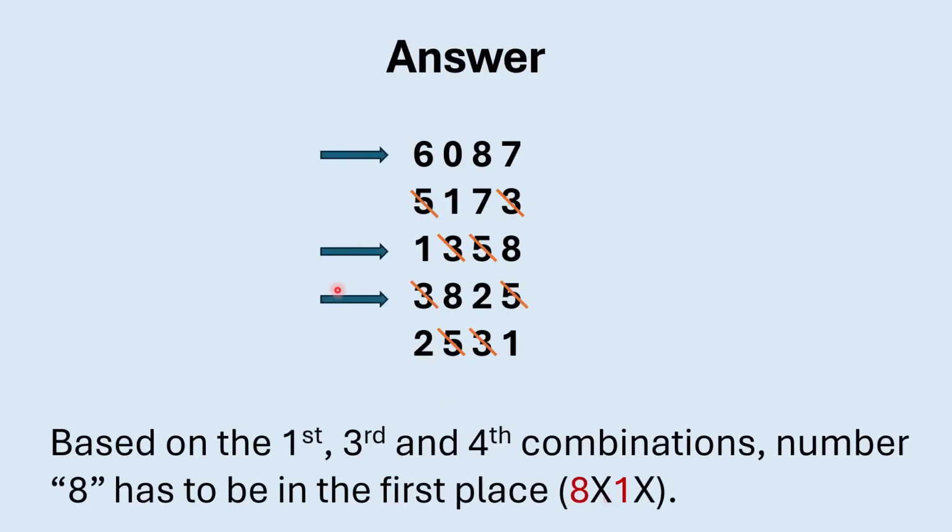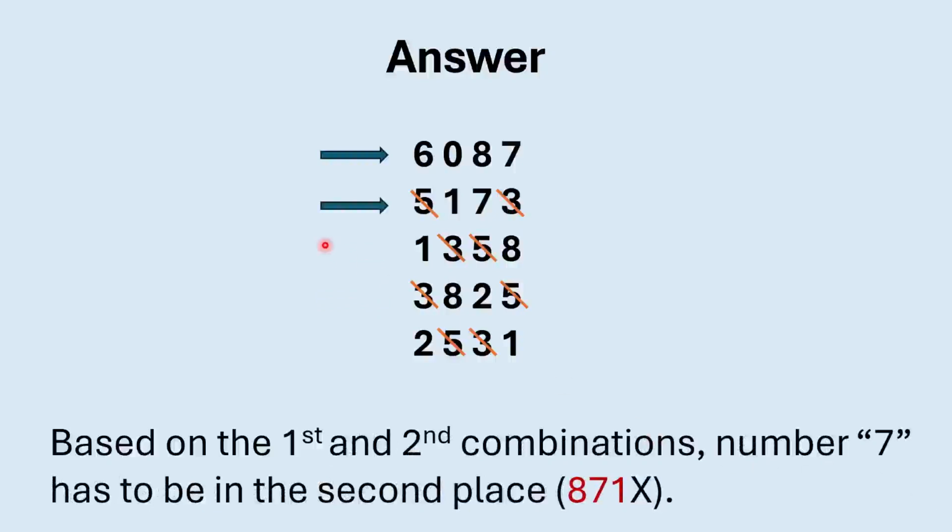And similarly, based on the 1st, 3rd, and 4th combinations, the number 8 has appeared at the 3rd, 4th, and 2nd places, and they are all incorrect. So that means the number 8 must go to the 1st place. Okay, so the PIN must be 8 something, 1 something.